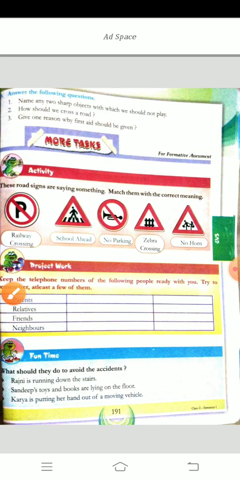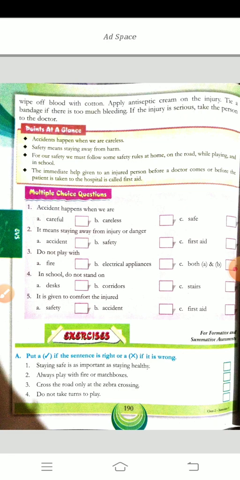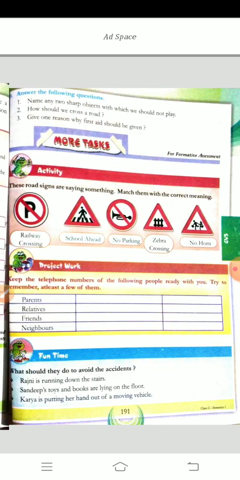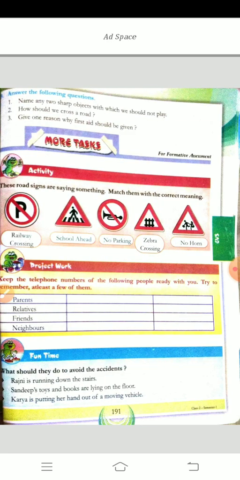For the question answers, I will give them in the next class. Multiple choice questions, tick true or false, and answer the following questions.